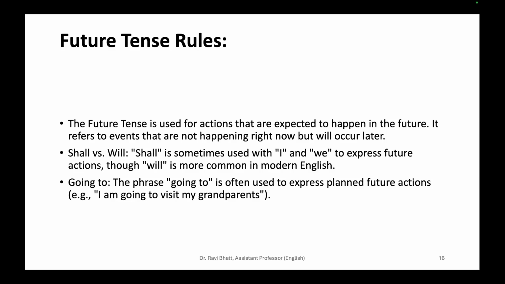Shall versus will. Shall is sometimes used with I and we to express future actions, though will is more common in modern English. In fact, in modern English, for most of the scenarios, will is used. The use of shall is rather limited as a modal verb, where we would ask for permission from someone. For example, we say, shall we? Okay, shall we make a move? All right. So it is rather confined to being a modal verb rather than a helping verb of grammar denoting future, because for that, will is most commonly used.